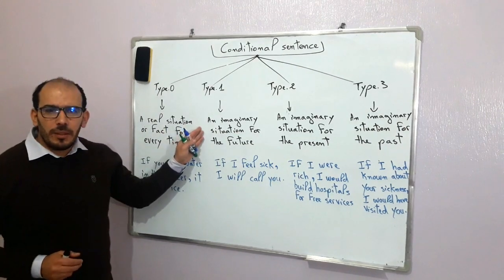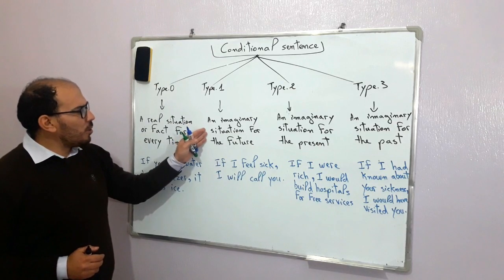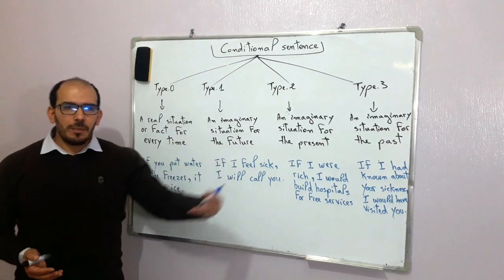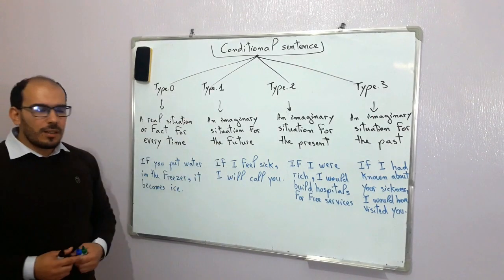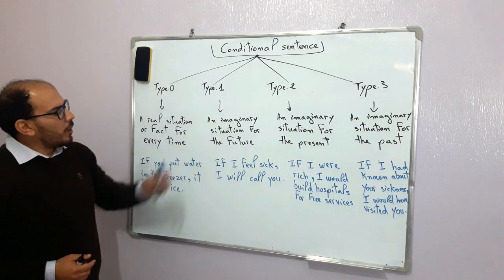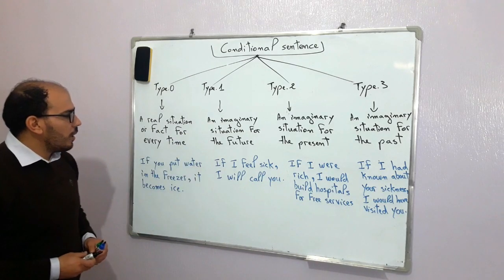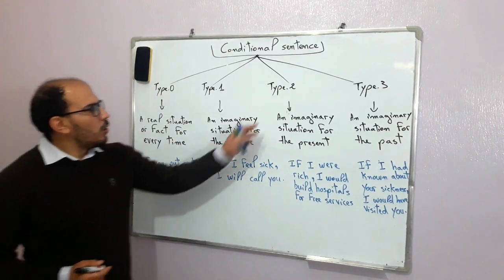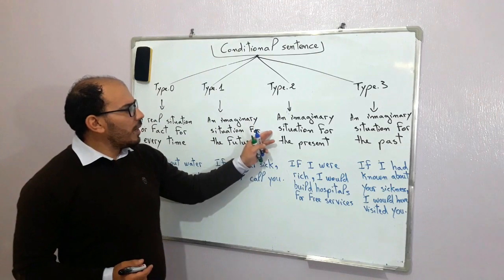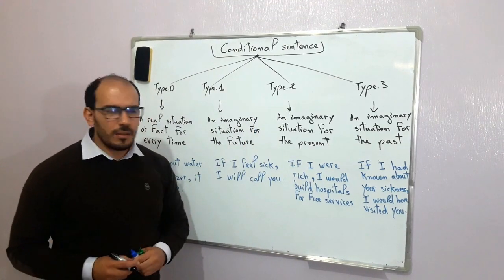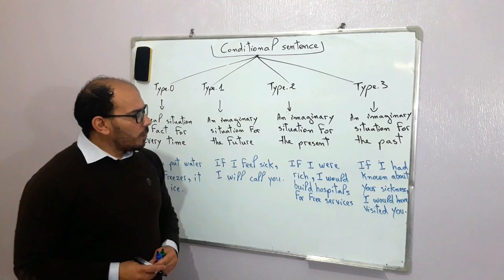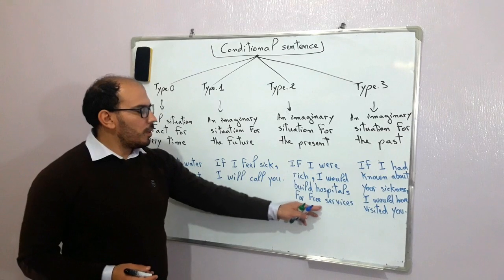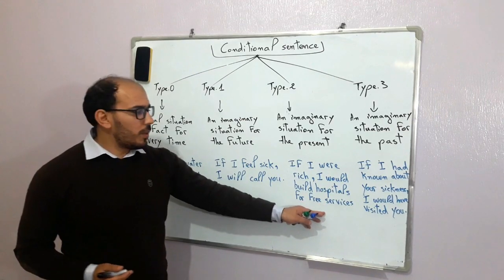When we speak about type 1, type 1 is used for an imaginary situation for the future. So we are talking about the result of this condition that takes place in the future. It's like this: if I feel sick, I will call you. For type number 2, we are talking about an imaginary situation for the present. If I were rich, I'm not rich, but if I were rich, I would build hospitals for free services.